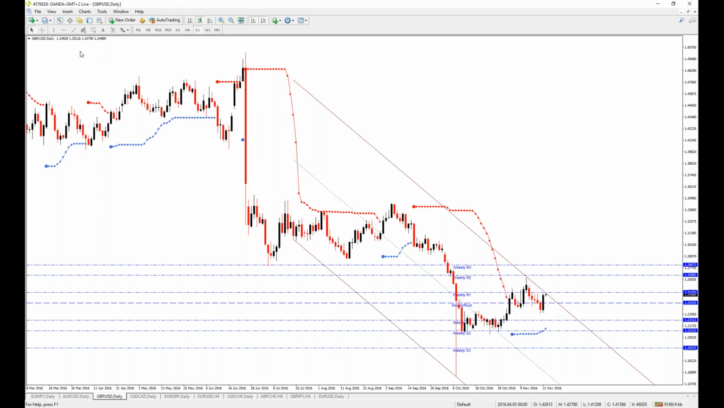Okay, top left-hand corner, way up here, it tells you the currency pair, Great British Pound US dollar, and it tells you what time frame this is. It says daily. So we know this is a daily chart, meaning that each one of these candlesticks took 24 hours to form. So we're in a downward trend.